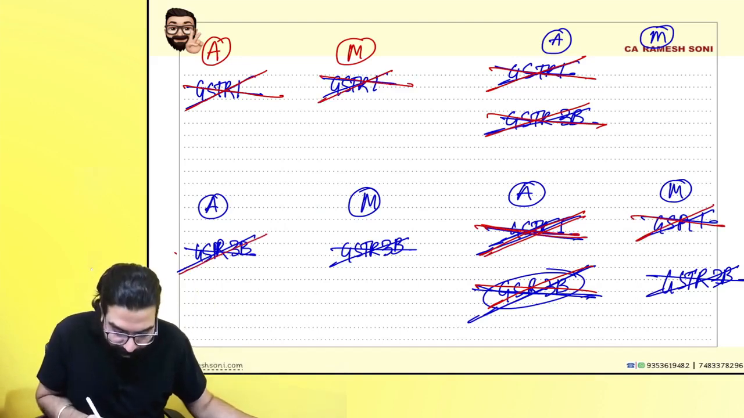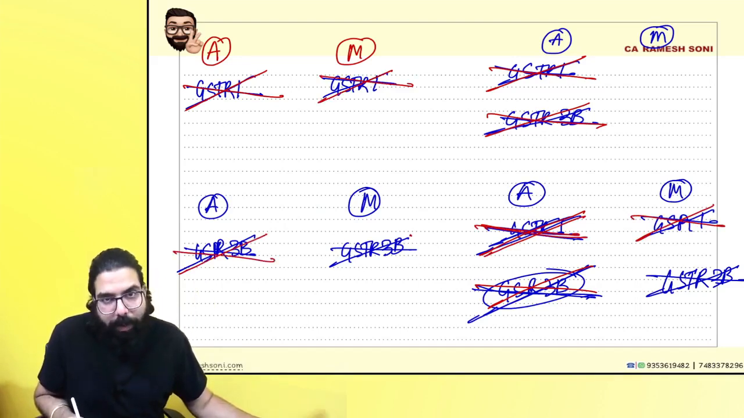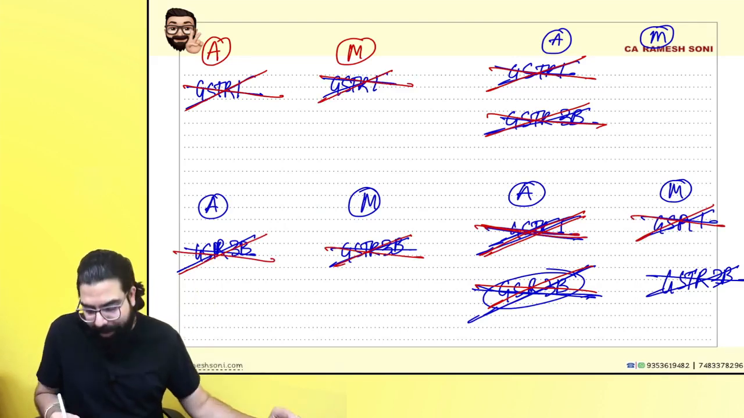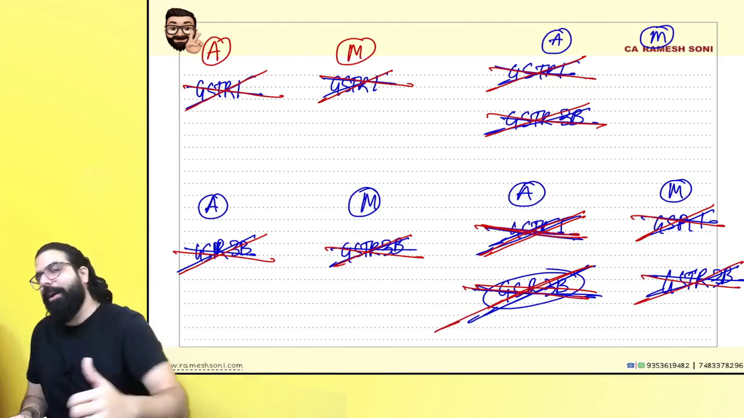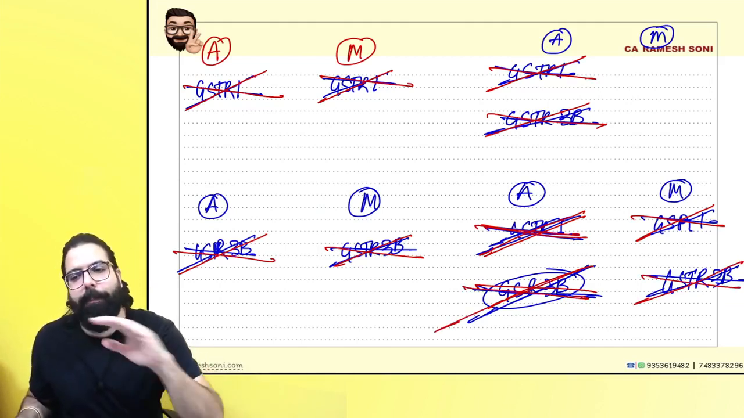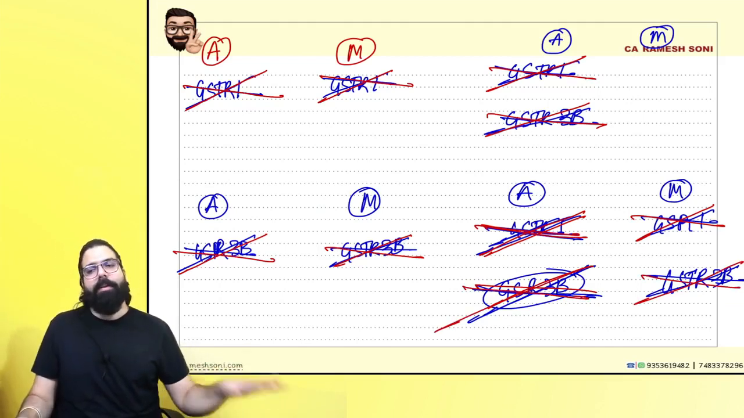Sir, if I don't file GSTR 3B of 1 quarter or 1 month, then next GSTR 3B I can't file. So if I don't file GSTR 3B over here, I will not be able to file GSTR 3B of the next month or next quarter also. Is my point clear to all? Yes, sir. Let's go ahead.